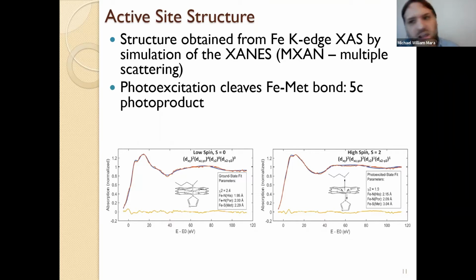I'll get to this a bit later, but it had been speculated up to this point that upon photoexcitation, what you actually see decay on the picosecond time scale is actually from a vibrationally hot 5-coordinate ground state.